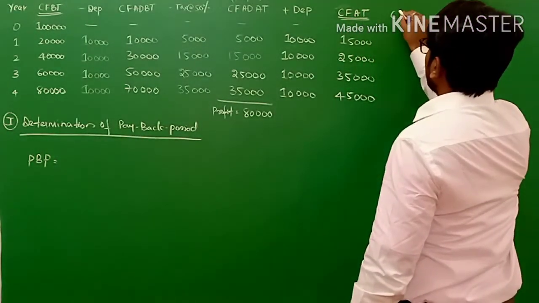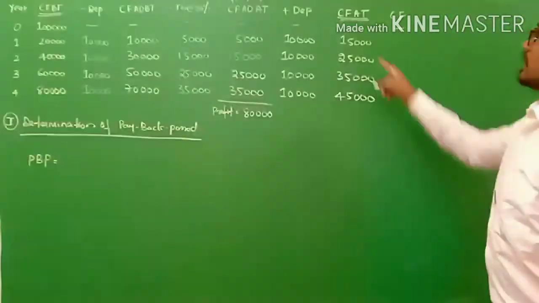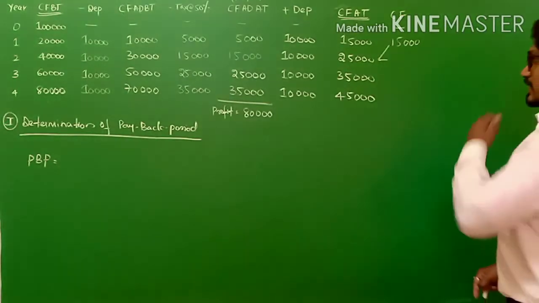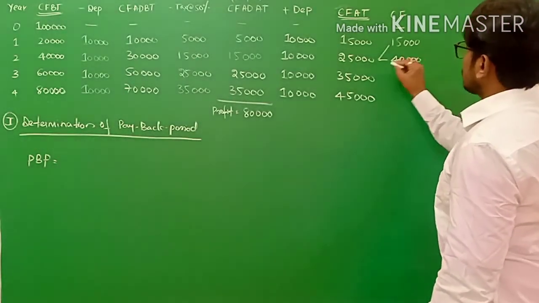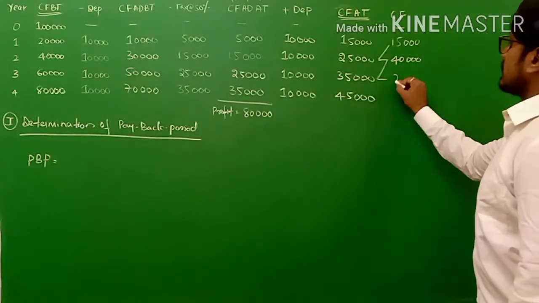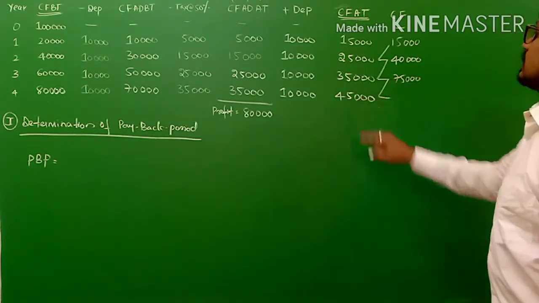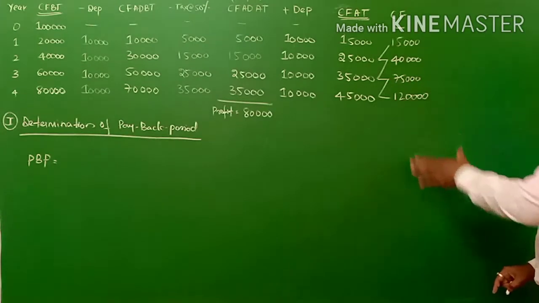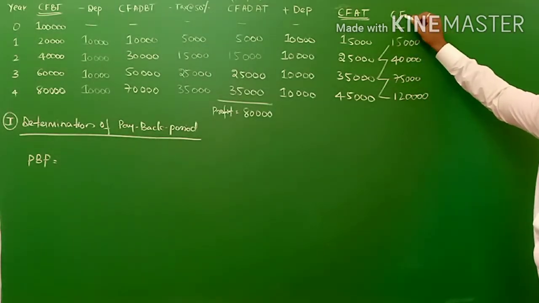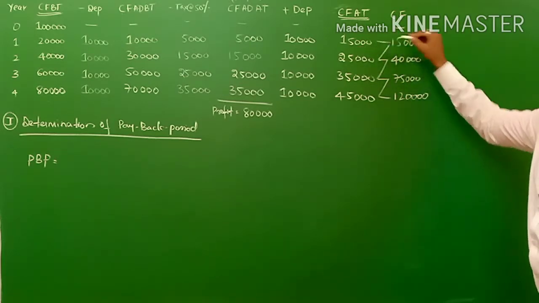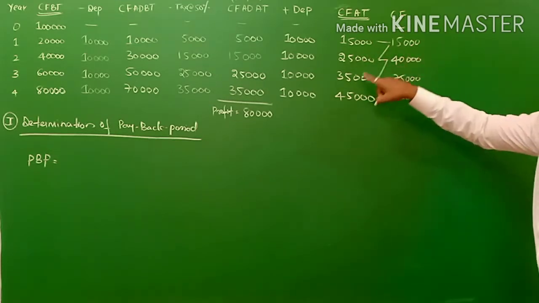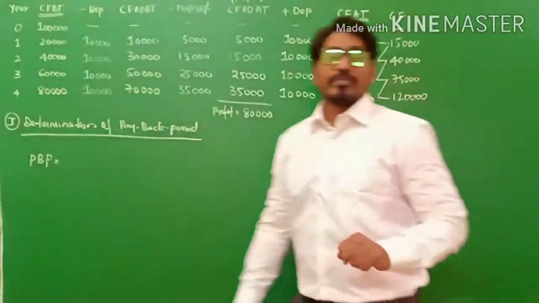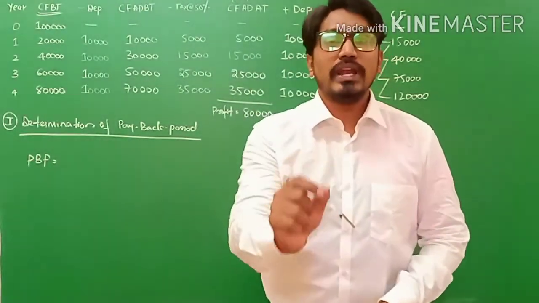We'll find out the cumulative CF. The first one is 15,000. 15,000 plus 25,000 is 40,000, my friends. 40,000 plus 35,000 is 75,000. 75,000 plus 45,000 is 1,20,000. This is the cumulative cash flow, in short called CF. So first 15,000, then 40,000, then 75,000, then 1,20,000.